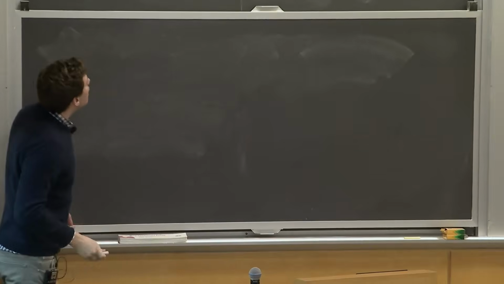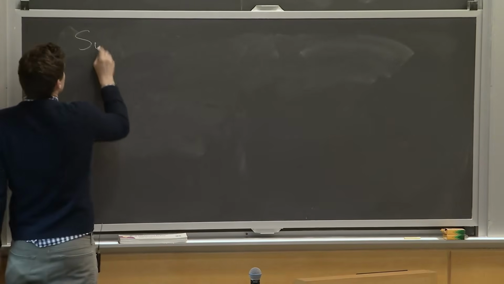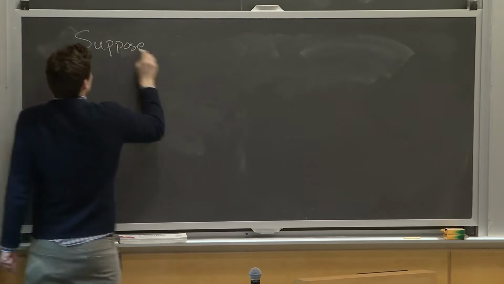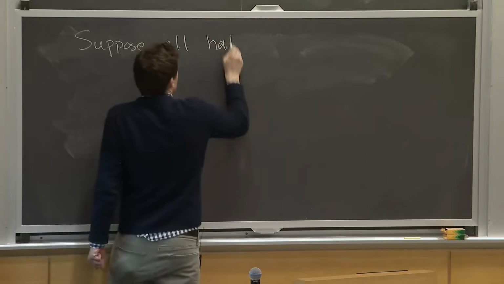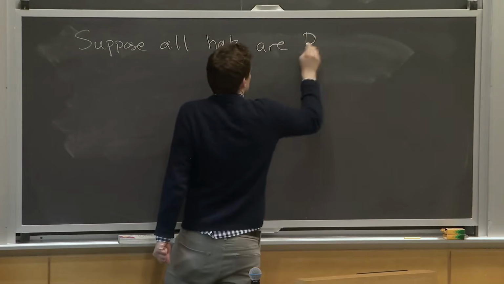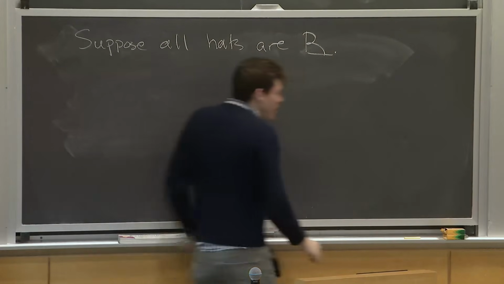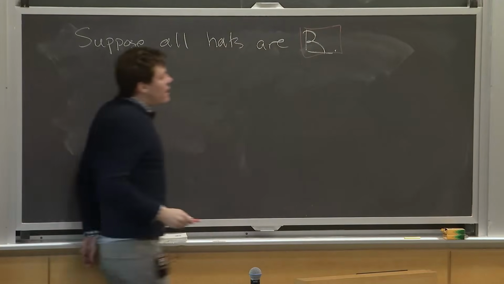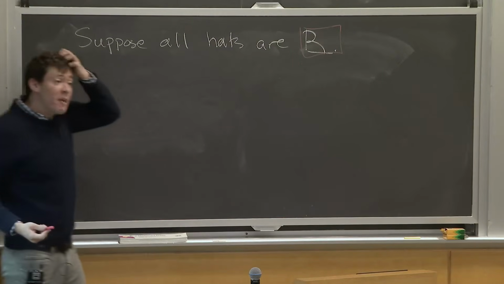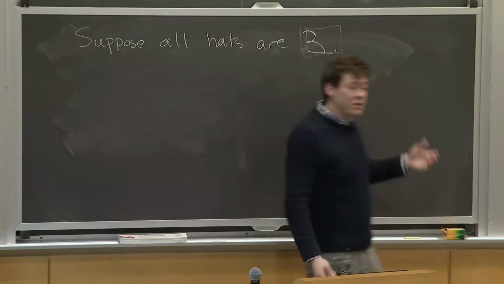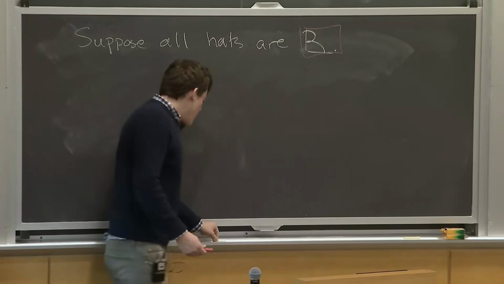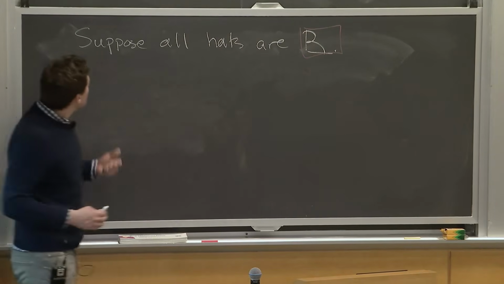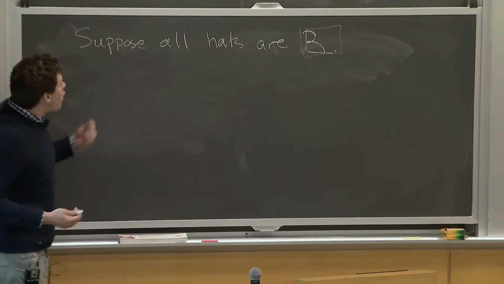So let's suppose that all the hats are actually red. So all hats are red. This is really a statement about what the true state omega is. So the true state is that all the hats are red. And then the teacher is going to ask all the students, do you know what color your hat is?